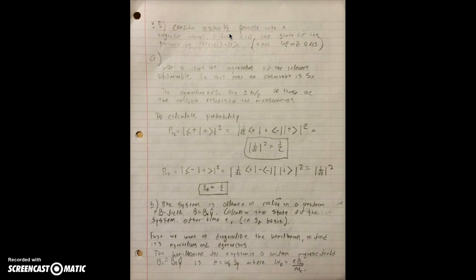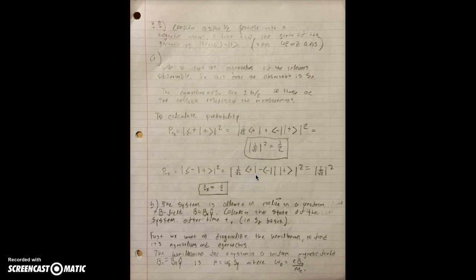To calculate probability, we can use our usual definition. So we'll take the inner product of spin up on the x-axis with spin up on the z-axis. That's our function going in with our wave function going out. And then we find that our probability is 1/2. Likewise for the probability of measuring spin down on the x-axis.